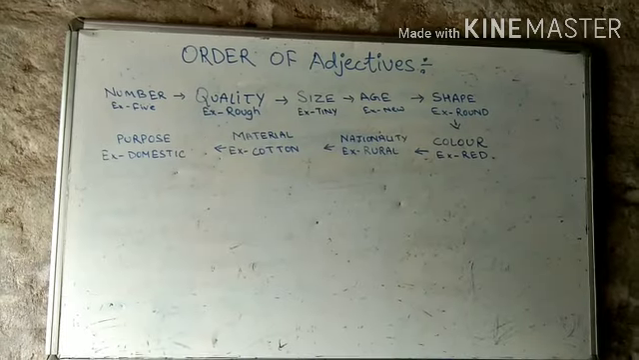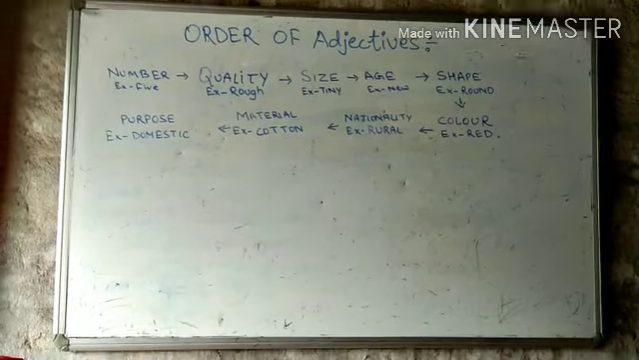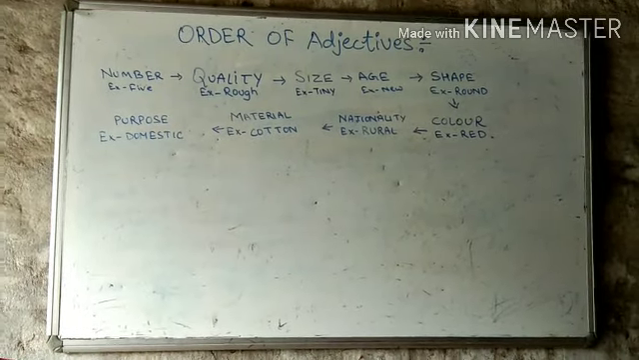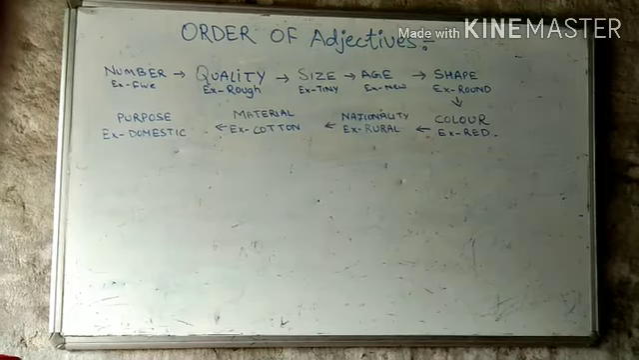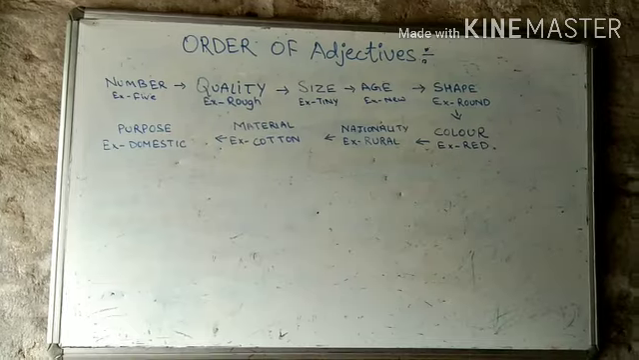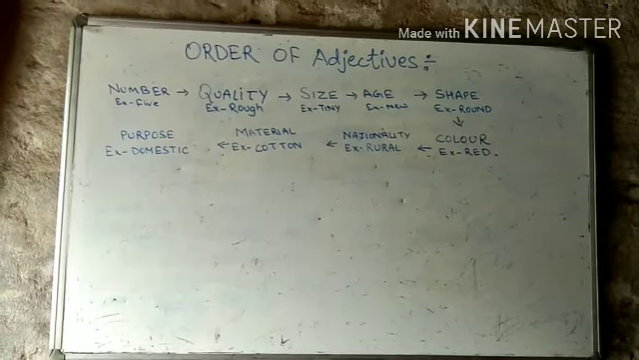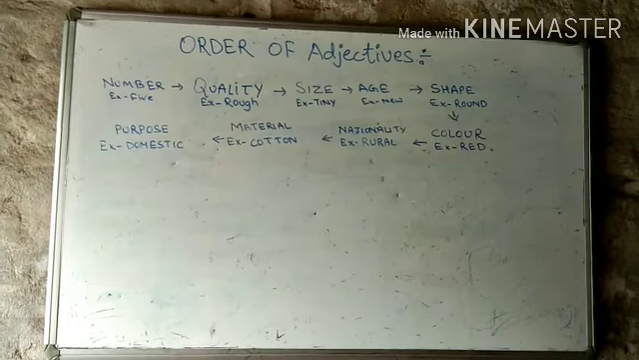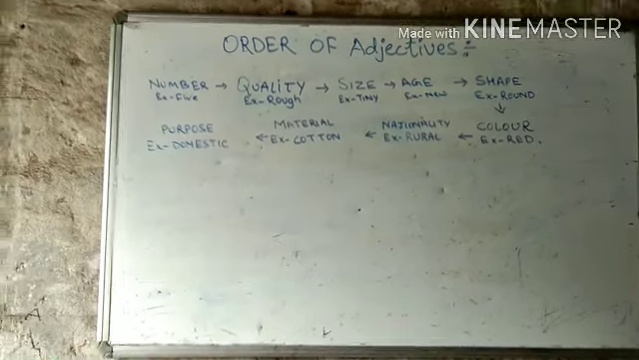The next topic we are discussing is order of adjectives. Order of adjectives is the order to be followed when we are using more than one adjective for a noun. We can use as many adjectives for a noun. Let me give you an example, children. Ram is a good and a polite boy. There should be some order. I cannot write polite and a good boy.